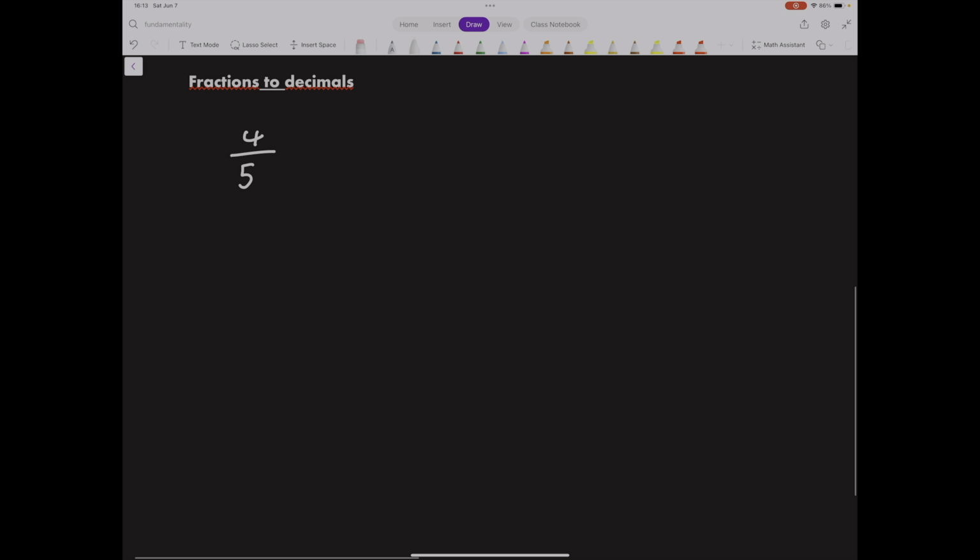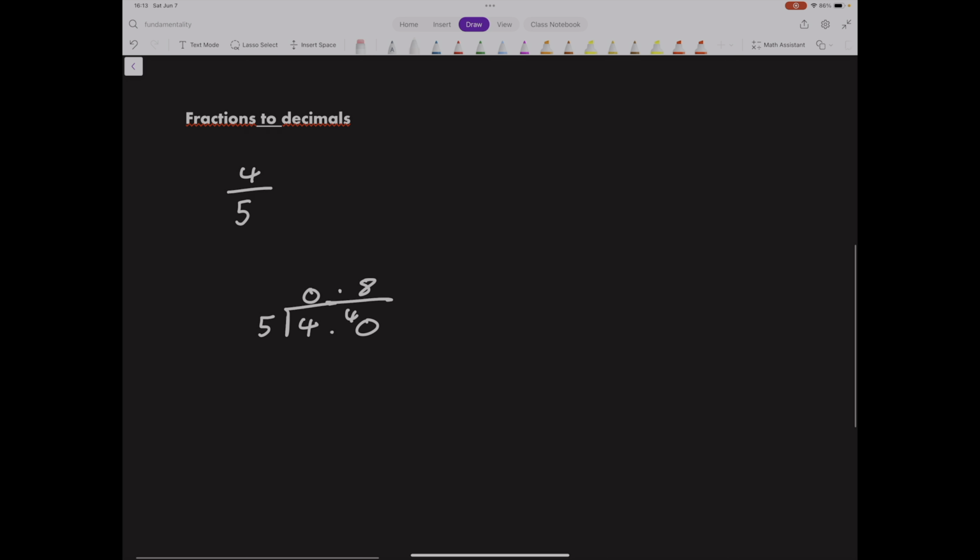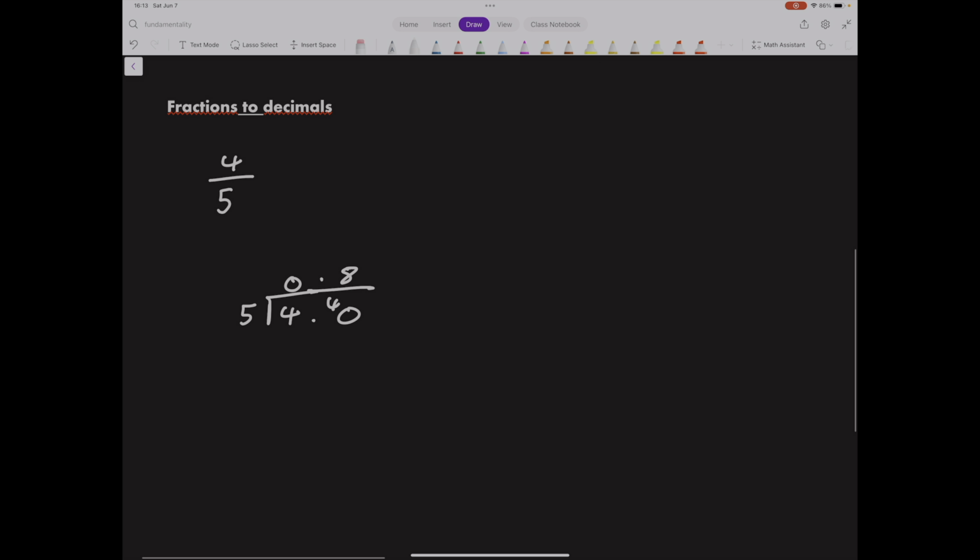So to do this, you often use the bus stop method. So you'd see here that goes 0, and you get 8, 0.8. Easy as that. Let's do another one. 7/8. Still the same thing. Any numbers, same thing. That's the good thing with maths, the method stays the same. As long as you're sure about your method, you'll be right.